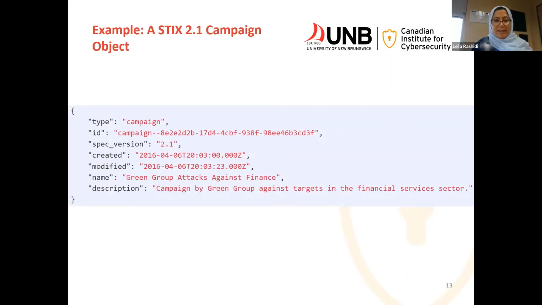Here you can see an example of a campaign object. You can see that the type of object is written as campaign. We have an ID, then the version of STIX is included. We have two timestamps. One is the time that the object is created, and the other refers to the last modification of the object. Then we have a name for the campaign. For example, it is Green Group Attacks Against Finance. And then more details are provided as the value of the description attribute.